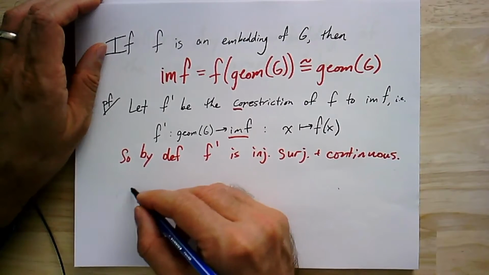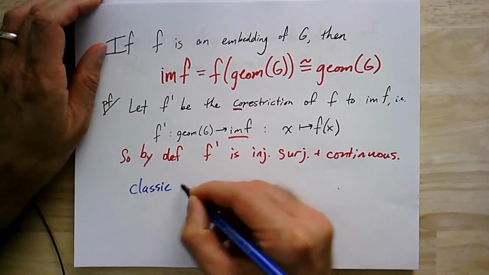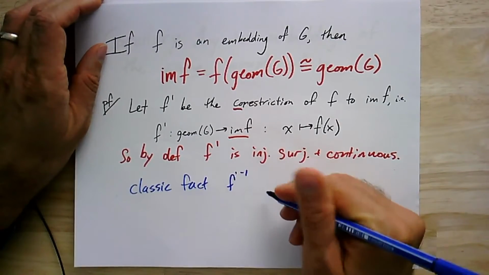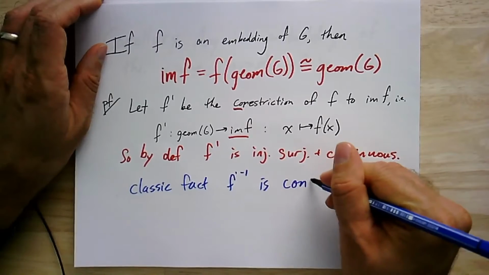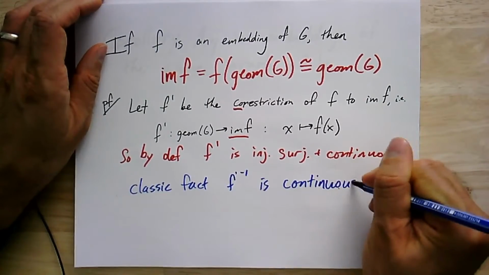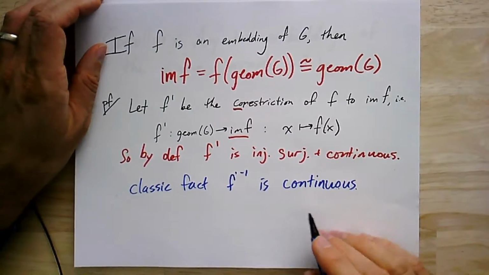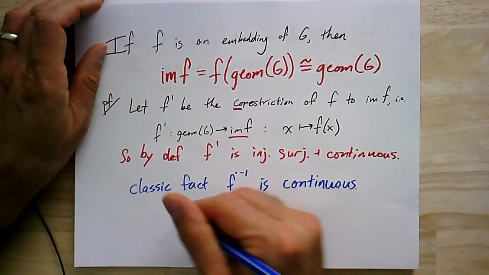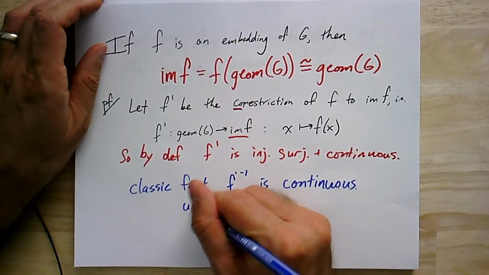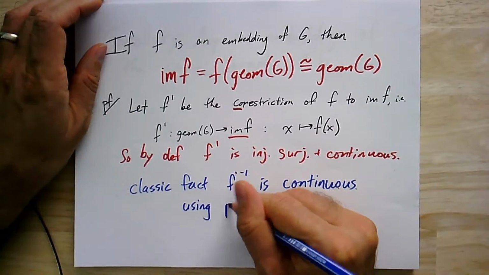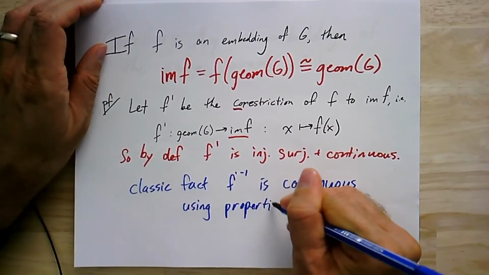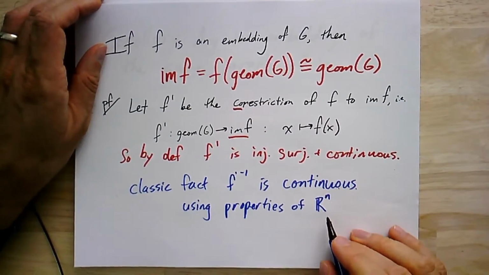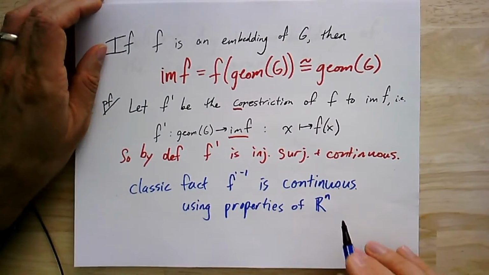So really we're using the fact, this is a classic fact, that the inverse of this f prime is also continuous. This is an extension or generalization of the inverse function theorem that you may have learned in calculus in high school or college. And it really is using properties of Rn in this case. We're really relying on the fact that this Euclidean space that we're mapping into is what's called a Hausdorff space.